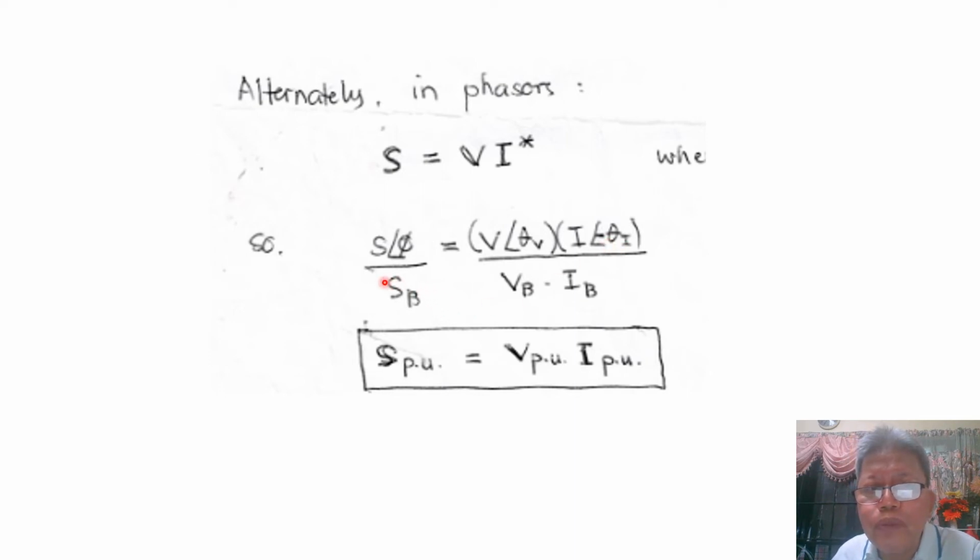And so when we divide both sides by the apparent base, at the left we just have SPU with this same angle phi, and then voltage divided by the base voltage, so we have VPU with the same angle theta V, and I over IB is IPU, which has an angle of minus theta I. So this is how we can also express our apparent power per unit in terms of the voltage per unit and the current per unit.